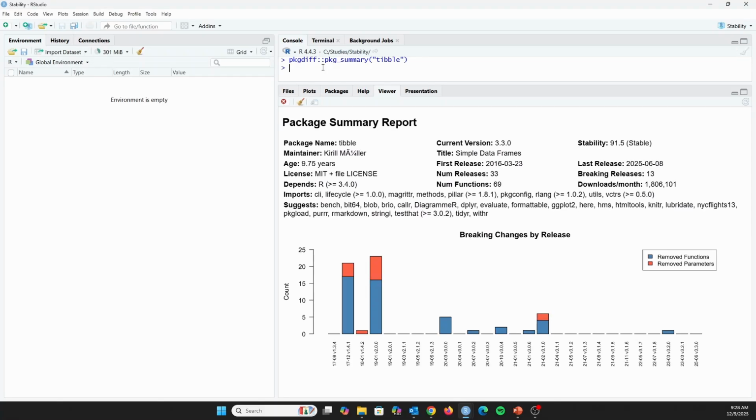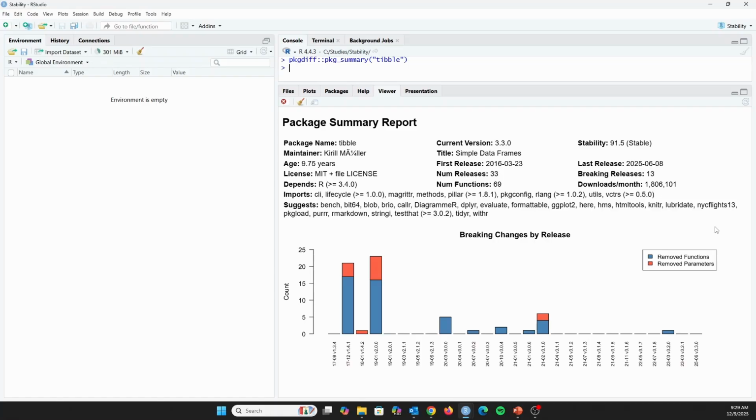And you can see what this function does is create a little report, the package summary report. Gives us the name of the package, the current version, the stability score, who's the current maintainer, how old it is, when was the first release, when was the last release, how many releases there have been, how many of those were breaking, the total number of functions in the package, how many downloads it gets per month, and then its dependencies and imports. The most interesting part of this report is this little chart at the bottom.